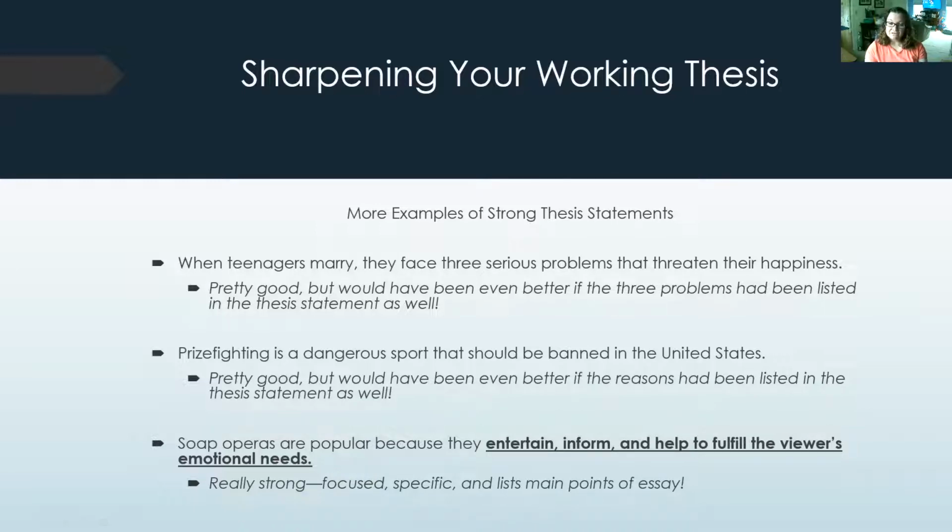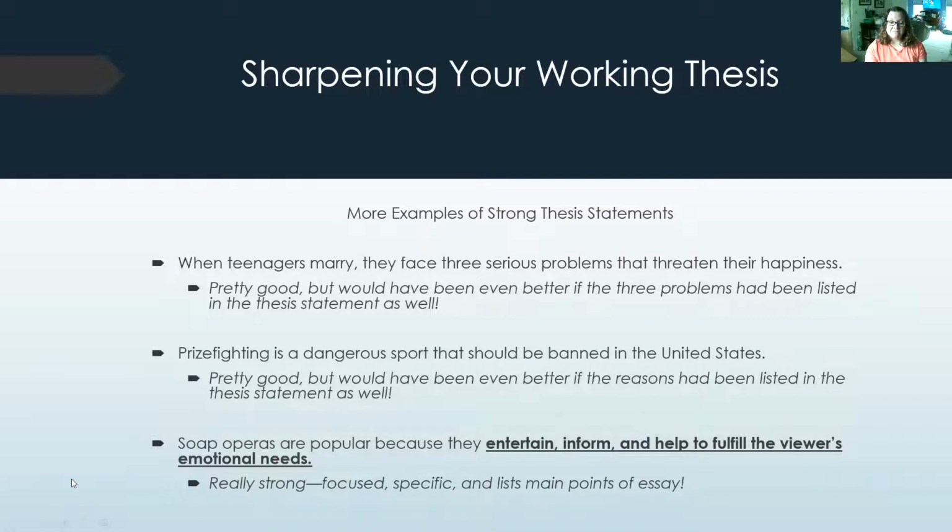Same thing with our second version here. Prize fighting is a dangerous sport that should be banned in the United States. I can read that thesis statement and have a pretty good idea of what that essay is going to include. They're going to explain the reasons why it's dangerous. But it would have been better if they had listed the reasons in the thesis statement as well. It would just give me even more clarity as I move into the body of the essay.